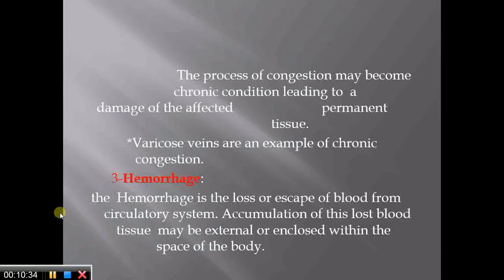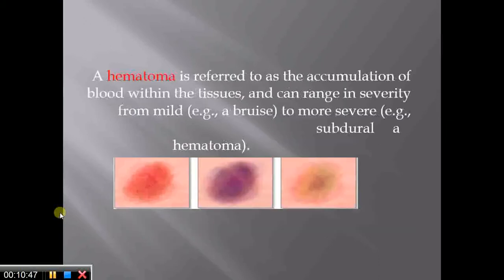Hemorrhage. Hemorrhage is the loss or escape of blood from the circulatory system. Accumulation of this lost blood may be external or enclosed within the tissue space of the body. A hematoma is referred to as the accumulation of blood within the tissues, and can range in severity from mild, e.g., a bruise, to more severe, e.g., a subdural hematoma.